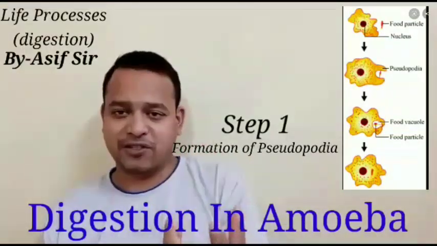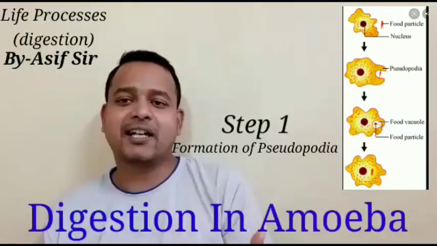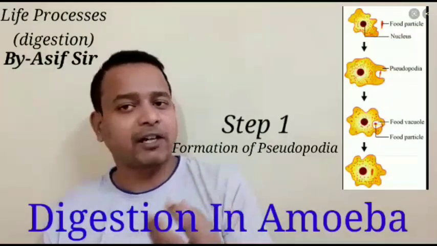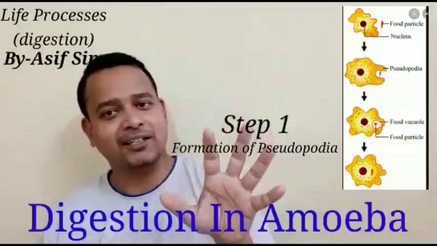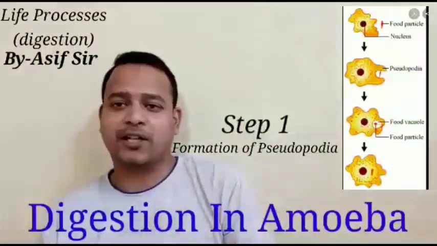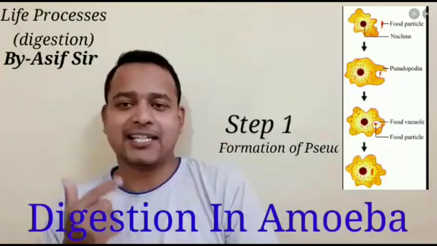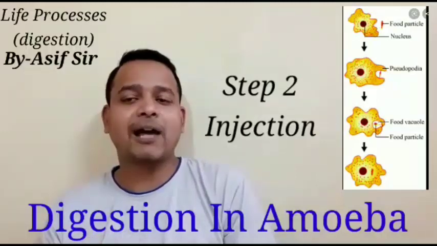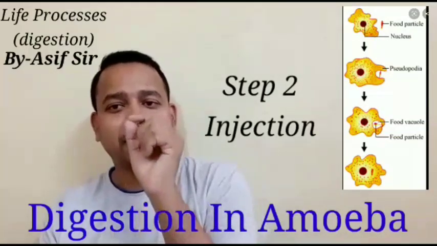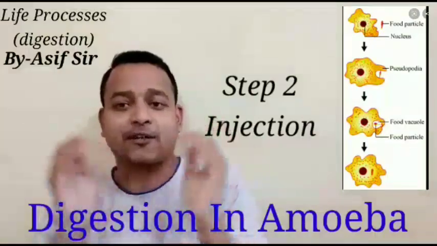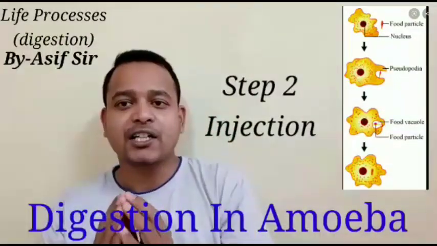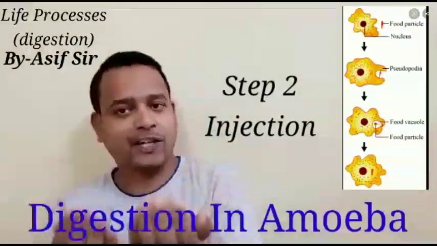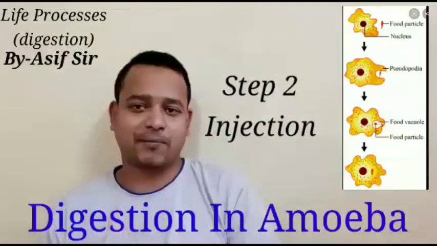The first step is formation of pseudopodia. What is amoeba's food basically? The food which amoeba consumes is bacteria, algae and such things. So whenever amoeba finds its food, it releases pseudopodia. These pseudopodia help in bringing the food into the body. Second, ingestion. When the food has been taken in, the tips of the pseudopodia fuse with each other along with the food and water and form the food vacuole. Am I clear? The second step is over.